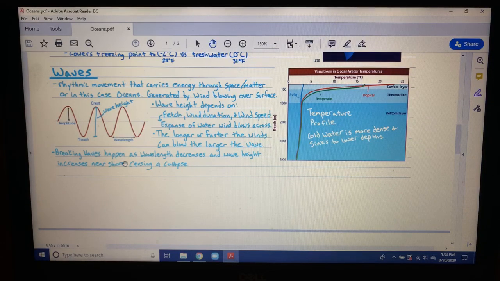Breaking waves happen as the wavelength decreases, so the amount of space between waves gets shorter and the wave height increases. There's a smaller distance between each wave, and each wave will gradually get taller and taller until it can't support itself, causing a collapse. And we see that happening as waves crash onto the shore, if you ever go to the beach or watch a beach movie.